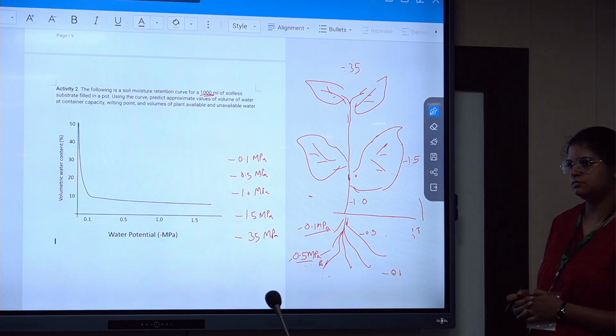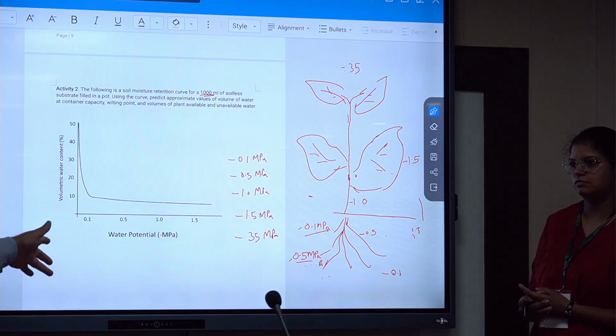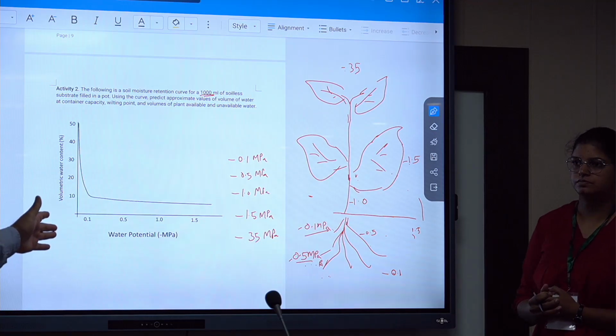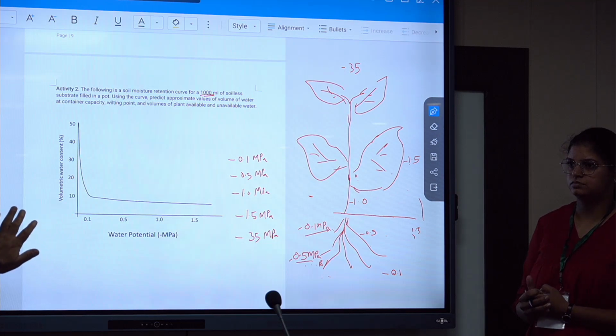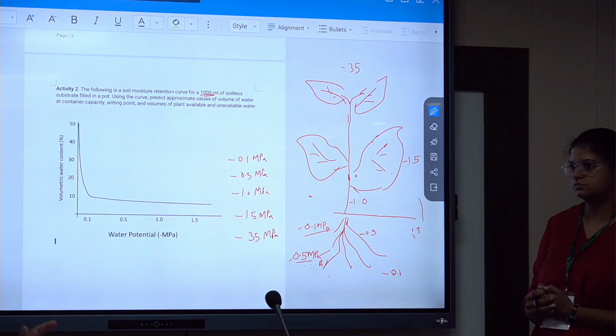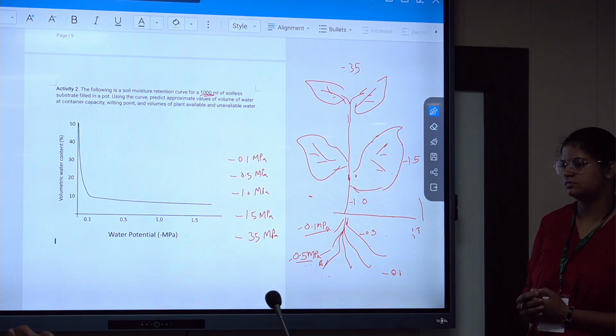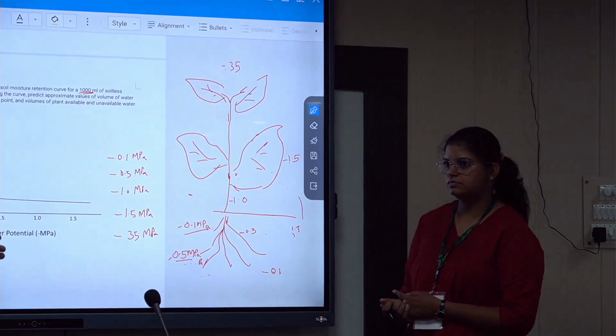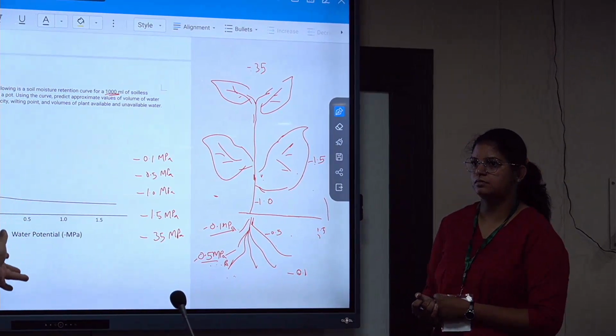So when this situation happens, you're telling me that the soil now has less water because the number has become more negative. I understand that. But plants are not static. They are going to make some changes. Because if this situation prevails, what happens? There is no water uptake. Within a few hours, plants are going to wilt and die.